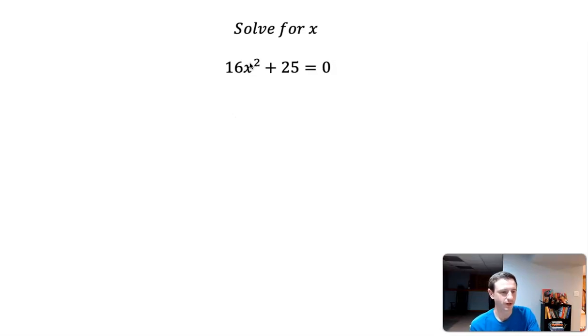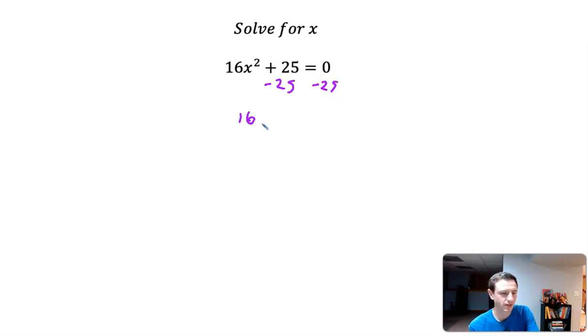Here we want to solve for x. We have 16x squared plus 25 equals 0. So I want to start to solve for x, and we can take this approach of just solving for x by solving an equation. So let's get x to one side. I'm going to subtract 25 from both sides.